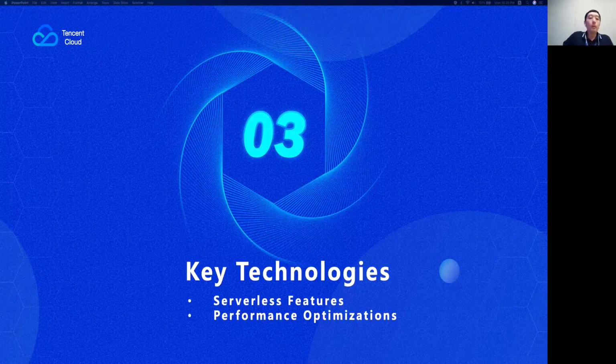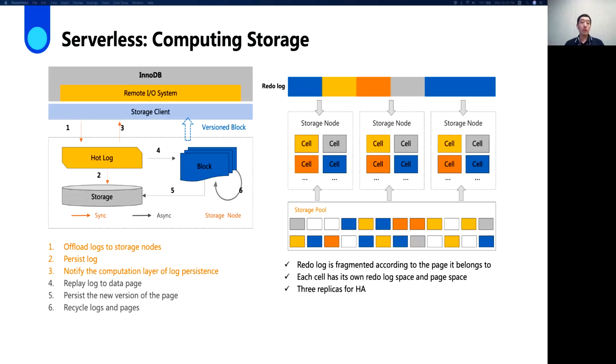Okay, so let's discuss the key technologies we implemented for TD-SQL-C. There are two parts. One is the serverless features, and one is the performance optimizations. The first serverless feature is computing storage decoupling. Actually, decoupling storage layer from computing layer is the first step for elasticity and serverless. We implement some database logic at the storage layer to deal with the offloaded redo log.